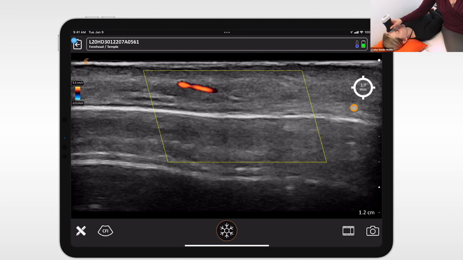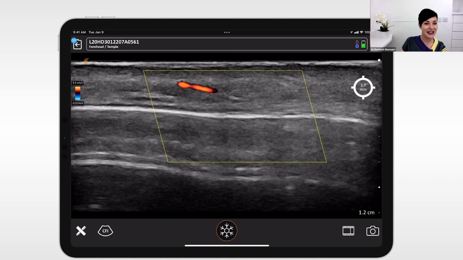And the other thing I want to demonstrate is called auto vessel depth. This is a feature in the aesthetics presets as well, and it automatically shows you where the most superficial depth of your vessel is. As that paper said, 1.5 millimeters average depth throughout the forehead, and we're here at 1.7. So, you know, that lines up pretty well.